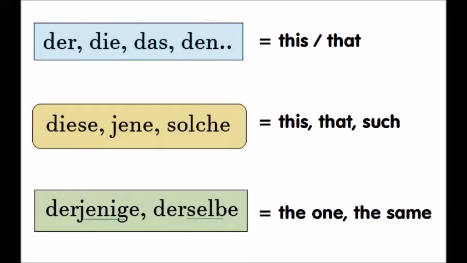The declension stays the same whether you omit the noun or not. If you want to see the declension again, watch my tutorial on demonstrative determiners. Let's look at some examples. Der ist kaputt. This one is broken. Den kenne ich nicht. I don't know that one.